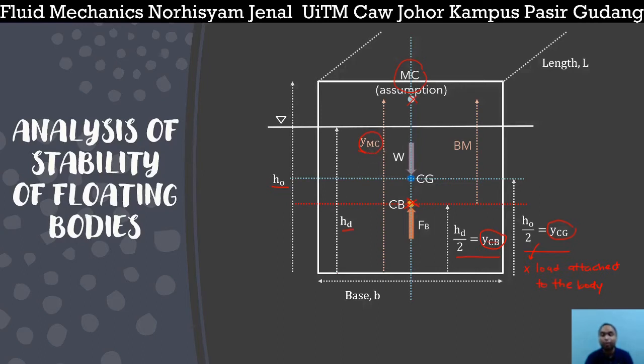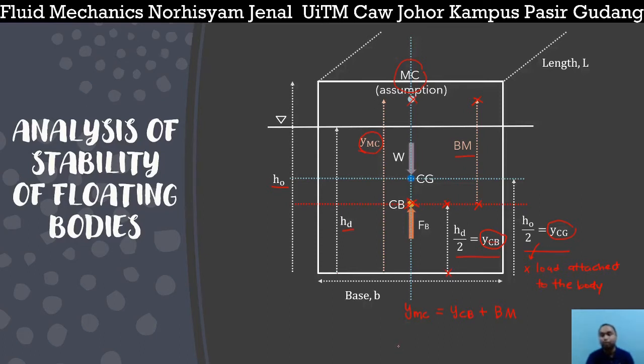In order to find out what YMC is, it is an addition of BM, which is the height from the center of buoyancy to the location of your YMC, plus the YCB, which is the height of your center of buoyancy. So YMC is equal to YCB plus BM.